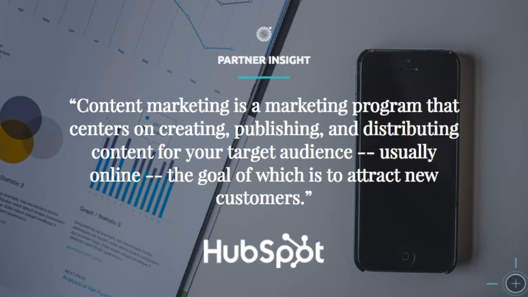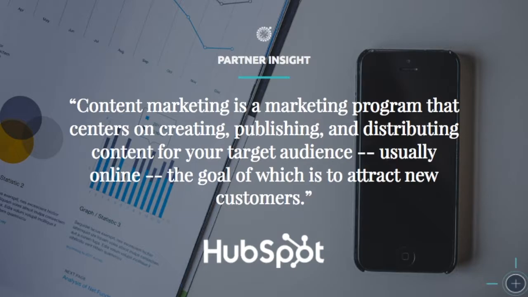Over to our partners at HubSpot then, to define content marketing. Content marketing is a marketing program that centers on creating, publishing, and distributing content for your target audience, usually online, the goal of which is to attract new customers. The most common components of a content marketing program are social media networks, blogs, visual content, and premium content assets like tools, ebooks, and webinars. So to be effective at content marketing, it should naturally follow that we need a content marketing strategy, and more on that in a bit.